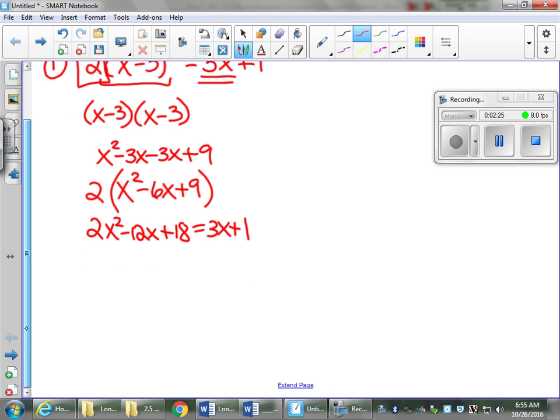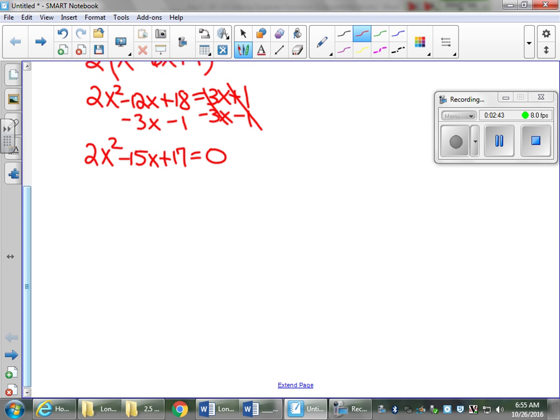We're closer, but it's still not set equal to 0. So I'm going to subtract these terms over, because they're both positive, and get 2x squared minus 15x plus 17 equals 0. From here, I could attempt to factor it by guessing and checking, or I can go ahead and use the quadratic formula. I'm going to use the quadratic formula and sing our lovely song.